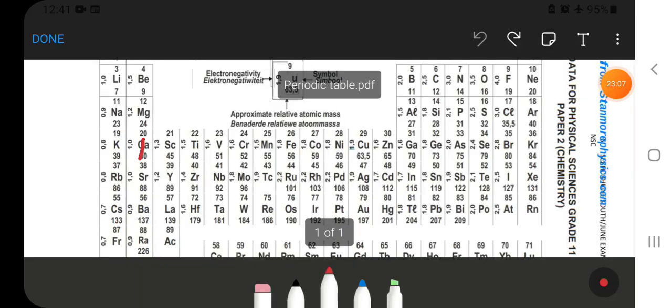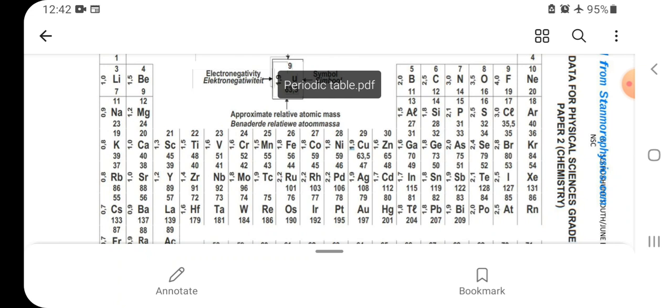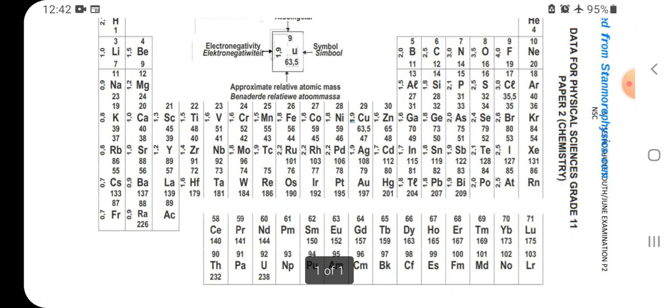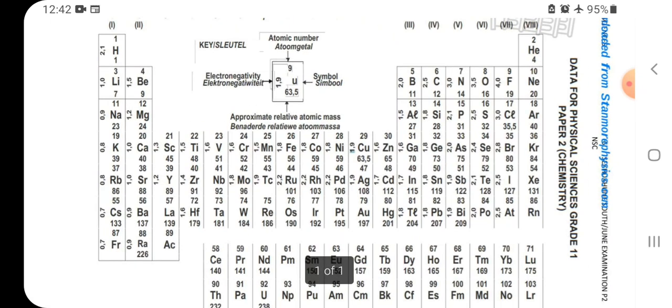So this is the periodic table. You just use your colored pencils to draw and make notes on it. Make a copy of it, and then you will be able to know what is what and what is which.